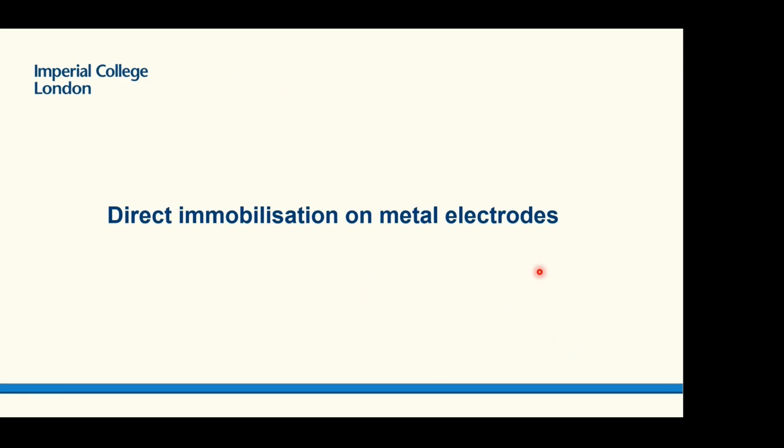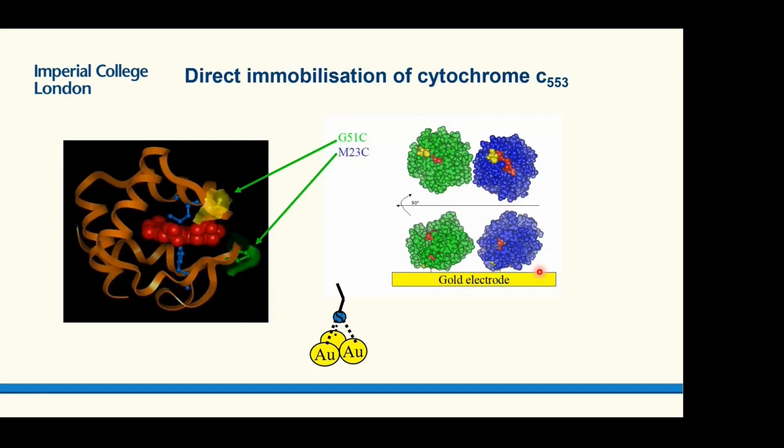Now, first, as an example of direct immobilization on metal electrodes, I have this example from the immobilization of a small cytochrome. It's a small, as I said, robust protein: cytochrome c553 from Desulfovibrio vulgaris. The heme is covalently bound to the polypeptide chain. And interestingly, in this protein it is partially exposed to the surface in two areas.